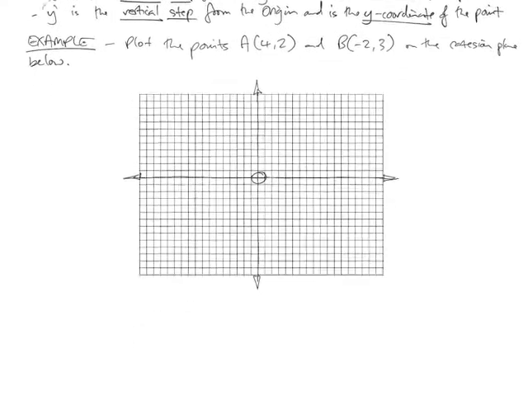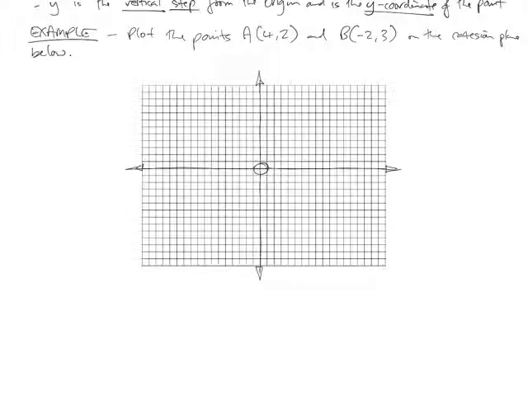To give you an example, plot the points A (4, 2) and B (-2, 3) on the Cartesian plane below. So let's do A first. We'll do A in blue. So 4 is the x step, and that's the x-coordinate. So that's +4, so I have to go in the positive direction on the x-axis. The positive direction on the x-axis is to the right, the negative direction is to the left. On the y-axis, the positive direction is up, and the negative direction is down.